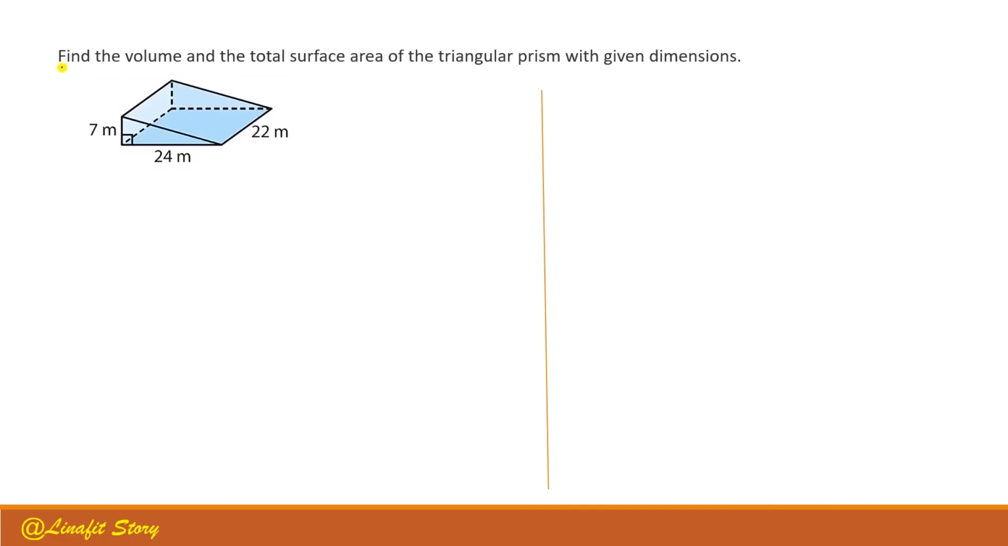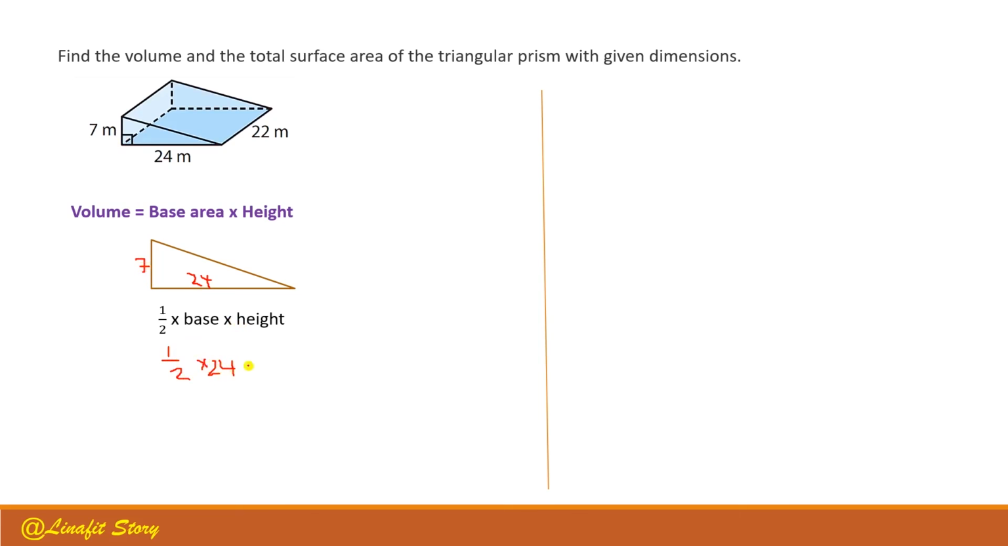Find the volume and the total surface area of the triangle prism with given dimensions. To find the volume is base area times height of the prism. The cross-section of this prism is a triangle. The base of the triangle is 24, while the height is 7. To find the area of a triangle is 1/2 times base times height of the triangle. So 1/2 times 24 times 7 is equal to 84. So 84 is the base area.